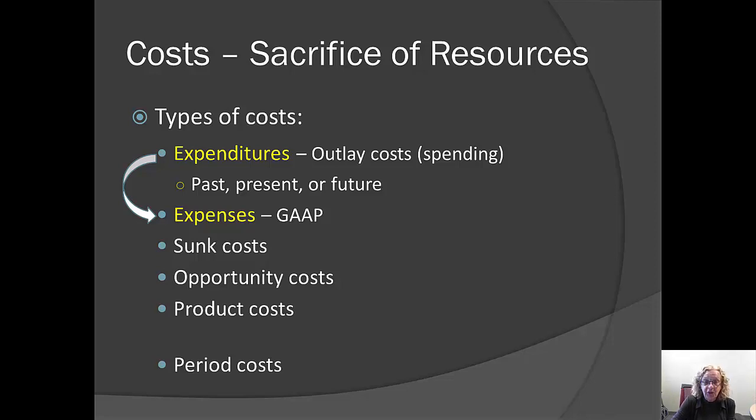Sometimes we pay for things in the same period when GAAP allows us to recognize them as expenses. In that case, they'll occur at the same time. Sometimes we pay for things first and recognize them as expenses later. At other times, we may recognize the expense now and not recognize the expenditure until later.